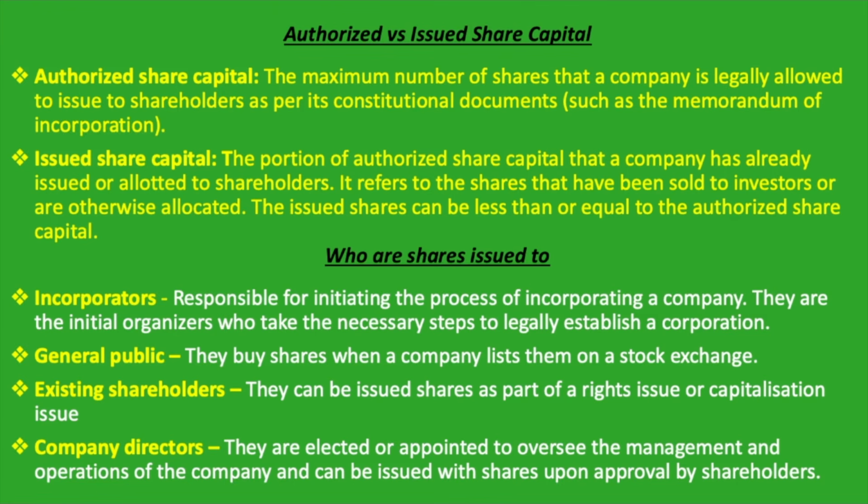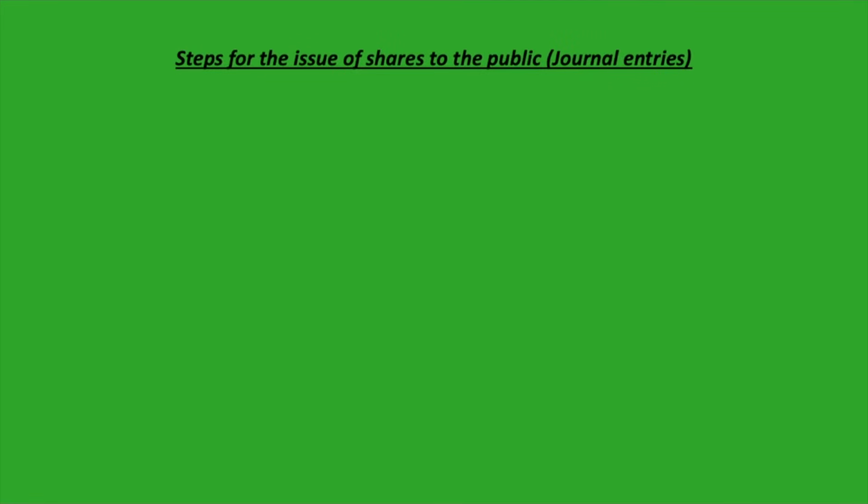So now we're going to do journal entries to show how we account for the issue of shares to incorporators and to the general public. So firstly, let's look at the steps for the issue of shares to the public. And you're looking specifically at the steps that you take when you're doing the journal entries for the issue of shares to the public. When you want to issue the shares to the public, what are the steps that you take, and at what point do you record your transactions? Well, let's look at this.